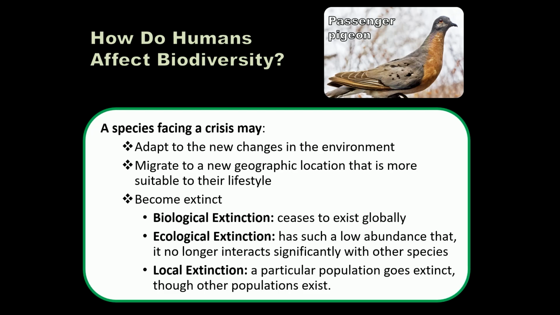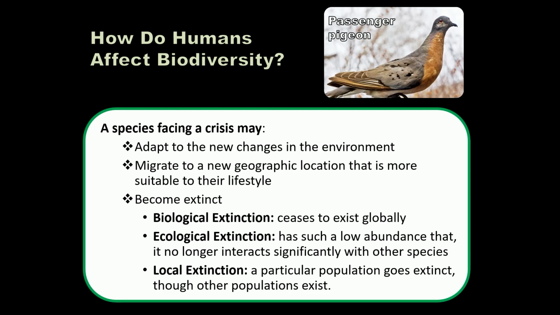Now, there's a couple of different ways that a species can go extinct, different definitions of extinction that we can apply. Usually, what we mean when we say a species is extinct is that it is biologically extinct. It ceases to exist on a global scale. There's no more of that animal. The Tyrannosaurus rex is globally extinct. It is biologically extinct, right? It's gone. There's no more T-Rexes anywhere.